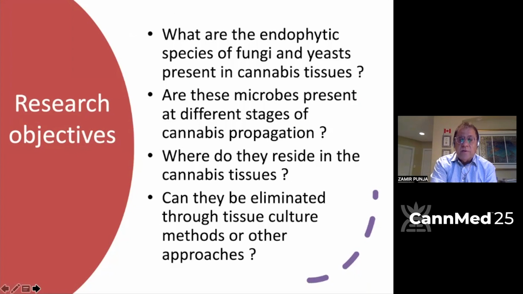And so again, the questions are: are these microbes present at different stages of cannabis propagation? Where do they reside in these particular tissues? Are they in the roots? Are they in the leaves? Are they in the stems? And where exactly within those tissues can we find them?